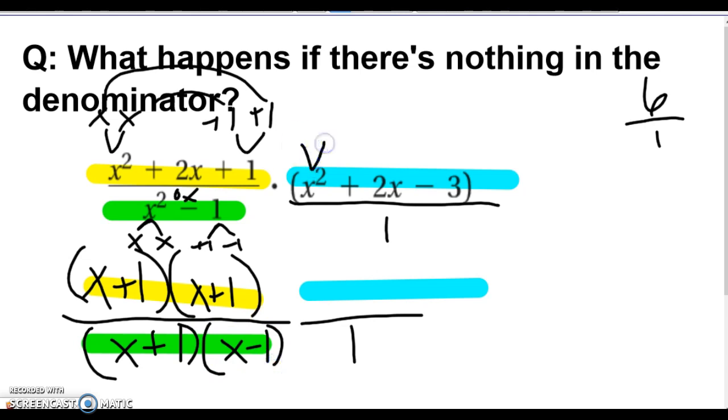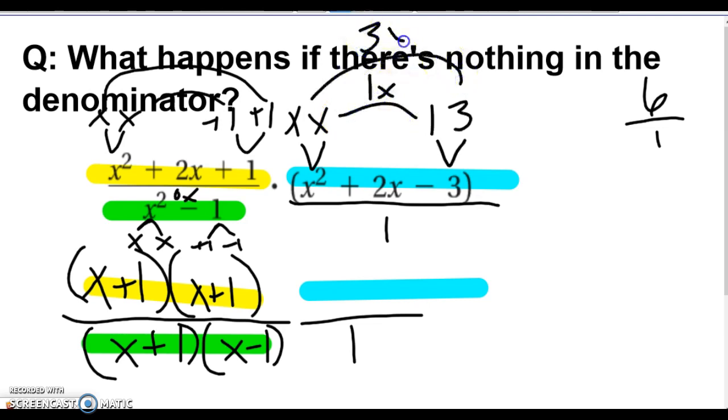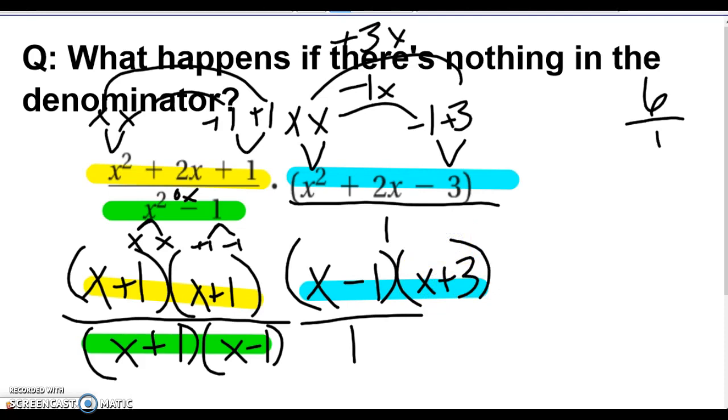Then up here, all right, x and x, 1 and 3. But I get 1x, 3x. When I add them together, I know that they have to be opposite signs. So who's going to get the positive? The 3x here. So negative 1, positive 3. So x minus 1, x plus 3, all over 1. Okay, so I have factored.